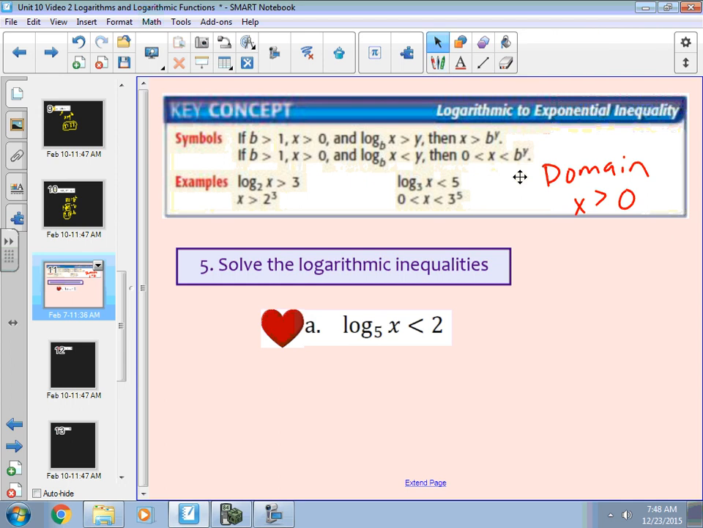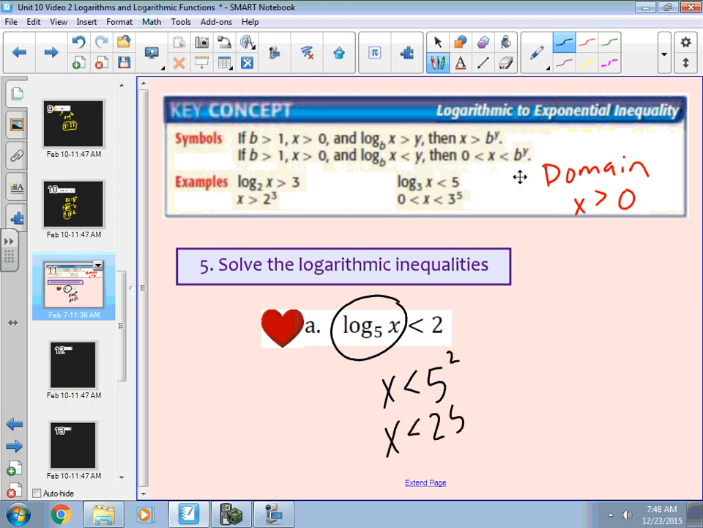Okay, so on A here, we want to solve this. Again, we can't type that in our calculator, so change it to exponential form, which would be x, keep the same symbol, base is 5, that means 2 is our exponent. We get that x is less than 25 here. So that's the answer. However, not every number less than 25 would make this true, because as we start getting to 0 and negatives, that doesn't apply anymore because that's not in the domain. So x needs to be less than 25, but it also needs to stay greater than 0.